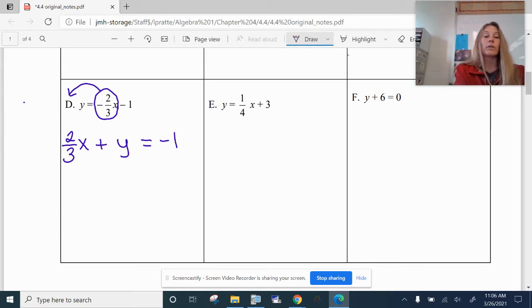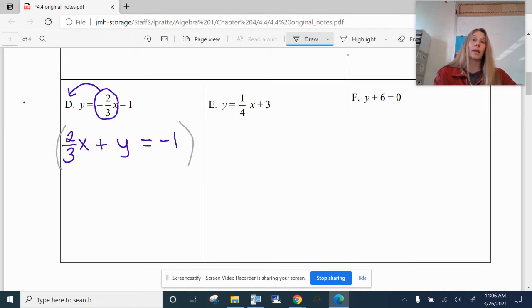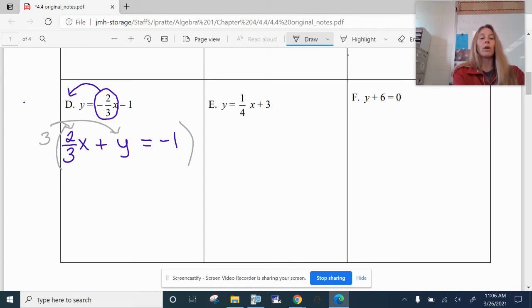Now, in order to get rid of this fraction, we can multiply by something for it to cancel out. Now, the thing with standard form is you can multiply your equation or divide your equation by anything you want, and it still stays true to standard form, as long as it happens with everything. So my equation will still be equivalent if I multiply this by a 3, as long as I make sure that 3 gets multiplied to everything, the x, the y, and the constant.